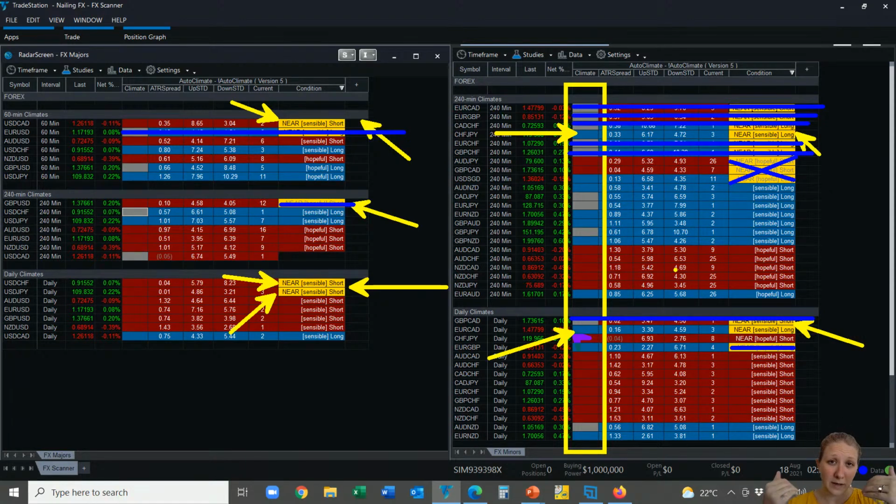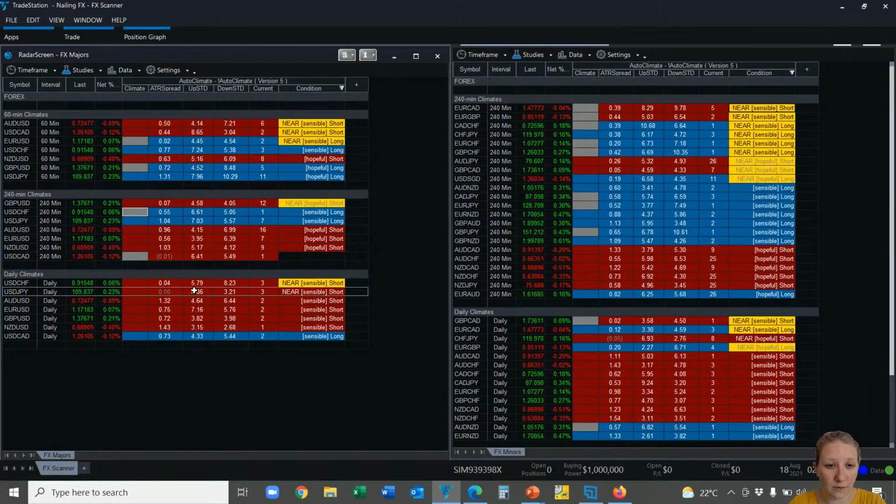We'll start with the bigger time frames and work our way towards the smaller time frames. As we see here, we have Euro Canadian on a daily climate, and we have dollar yen and dollar Swiss on a daily climate. So we will look at those. In fact, since I'd been pausing the screen, we've lost the dollar yen as an example because it looks like it's already hit now. So we'll look at the dollar Swiss and the Euro Canadian.